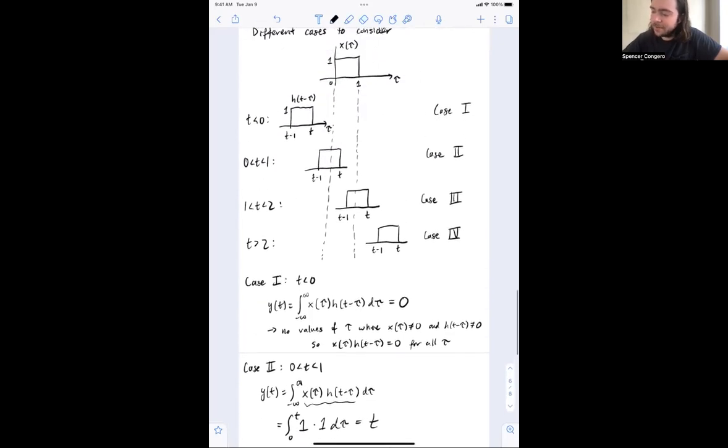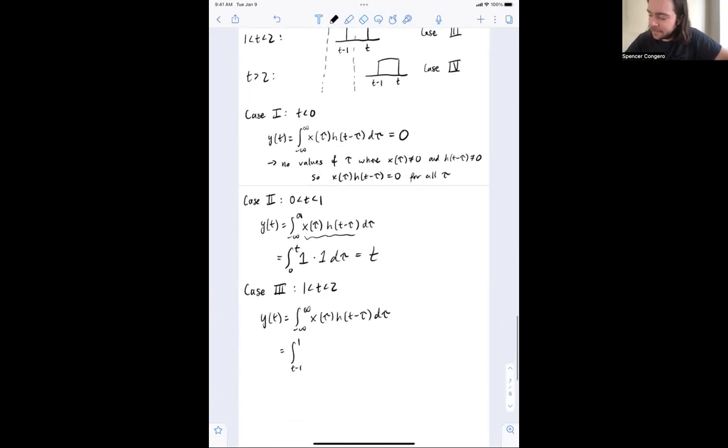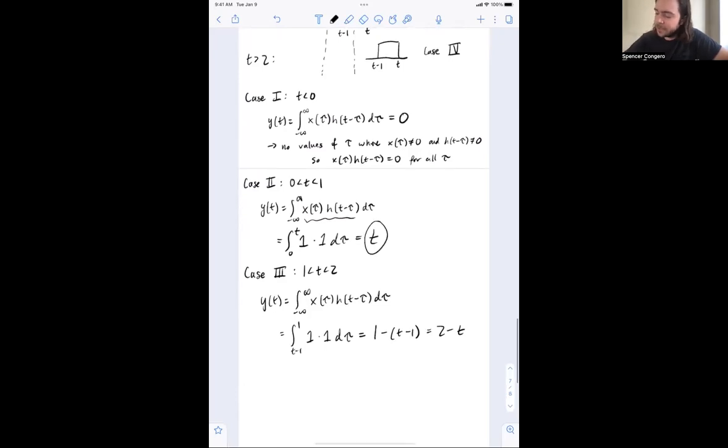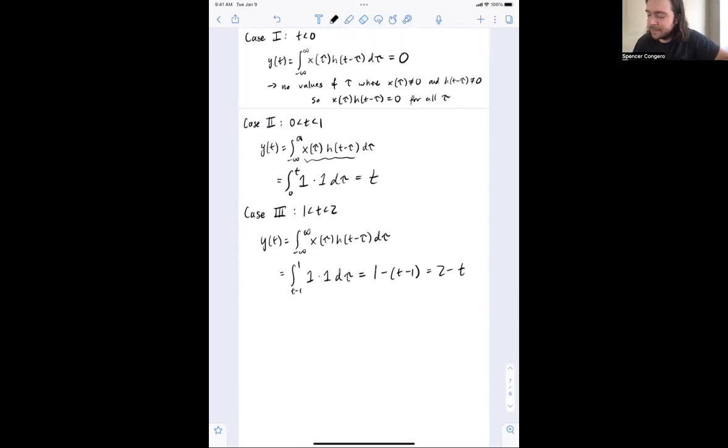And again, what are the values of our functions in those regions? We can see the same as before, they're both 1. So I get 1 times 1 d tau. And this is just integrating the function 1 from those bounds. So I get 1 minus (t minus 1), which is just 2 minus t. Okay, so you can see at every point we get a function of t as our convolution, which we should, because we know the convolution is a function of t. We shouldn't have any taus left over. That's the integration variable. So if you end up with some taus in the end, you know something went wrong.